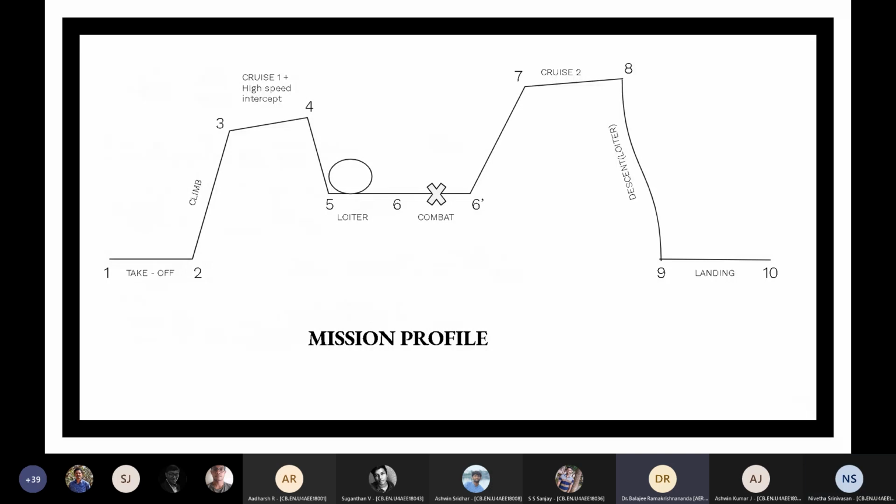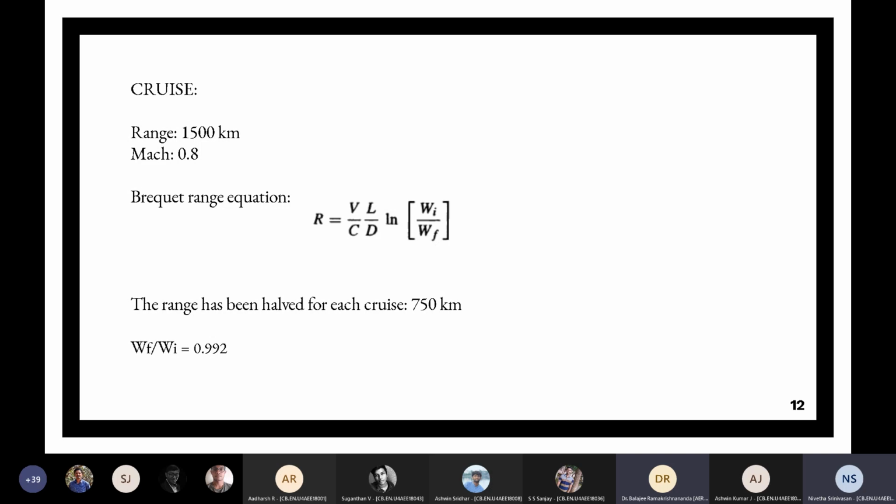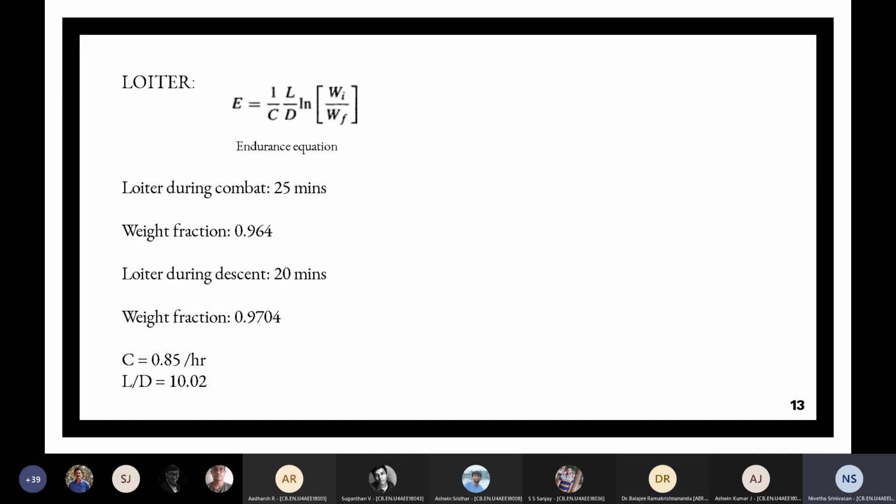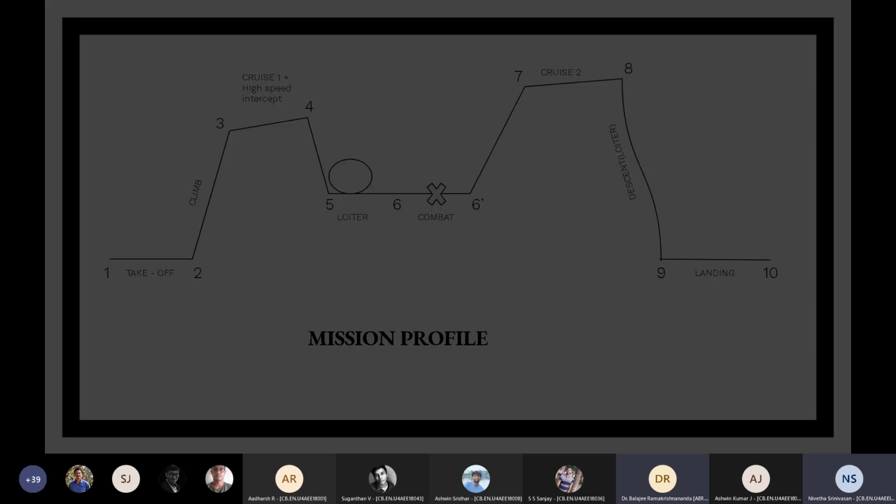See, you are getting only up to 6 prime. From 6 prime to 7 to 8 to 9, where is the fuel consumed? Sir, the cruise I've taken as similar for both, except I changed the altitude for the second one. And loiter, as I've already mentioned, was here, sir, for 20 minutes during descent. That is okay. For landing?